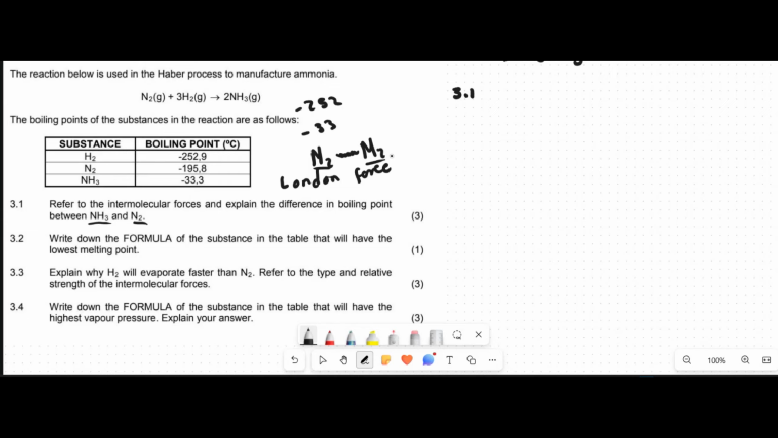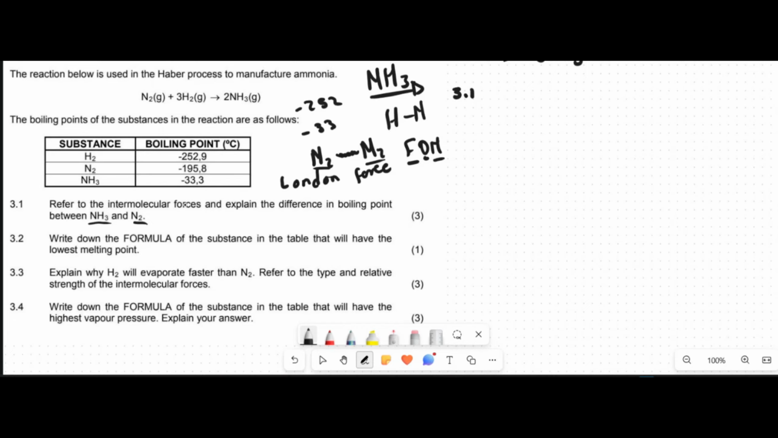All right. Then for ammonia, NH3, what do we have? Hydrogen bonding. Yes, hydrogen bonding, because it's H bonded to nitrogen, which is, remember, I said H bonded to one of these: fluorine, oxygen, and nitrogen. It's hydrogen bonding.